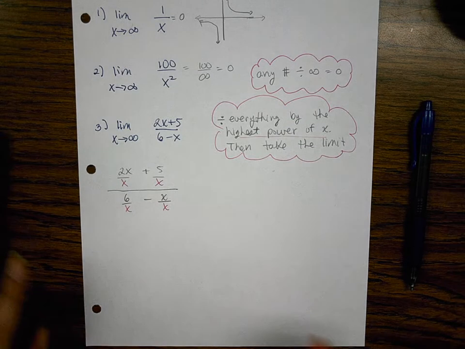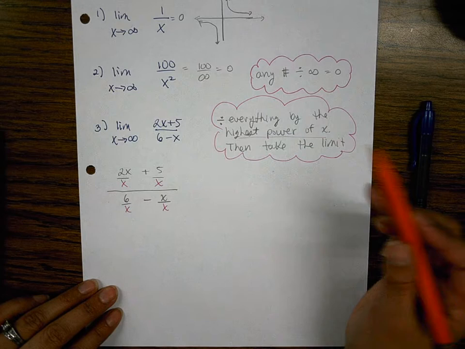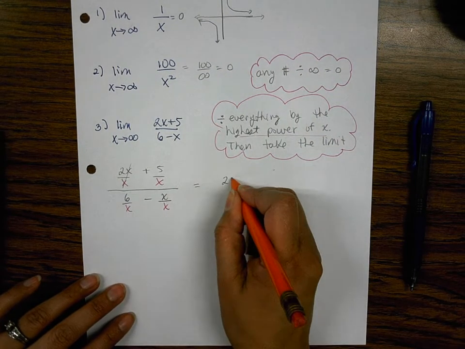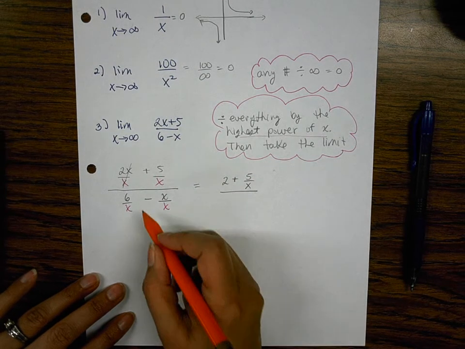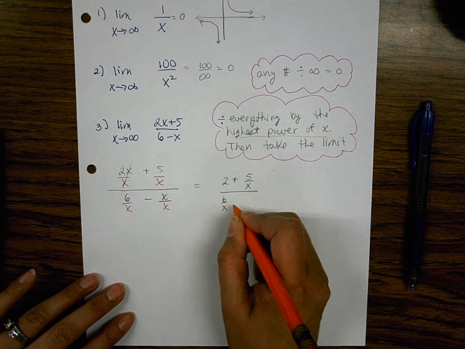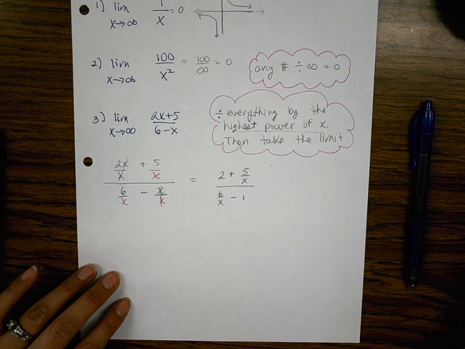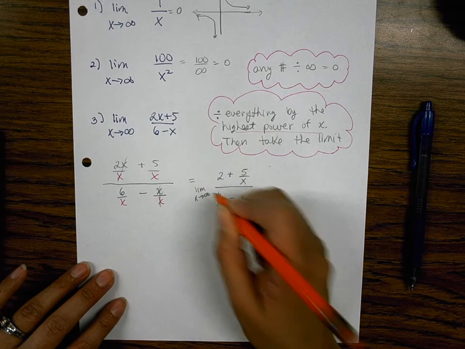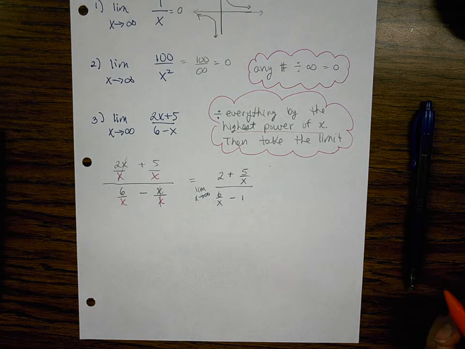So, can you see the 2x plus 5 at the top and the 6 minus x at the bottom? And we divide everything by x. Reduces, leaving me with 2, plus that does not reduce, stays 5 over x. That does not reduce, 6 over x minus 1. All right, now I'm going to take the limit as x approaches infinity. And again, it doesn't matter whether it's positive infinity or negative infinity, we all do it the same way.